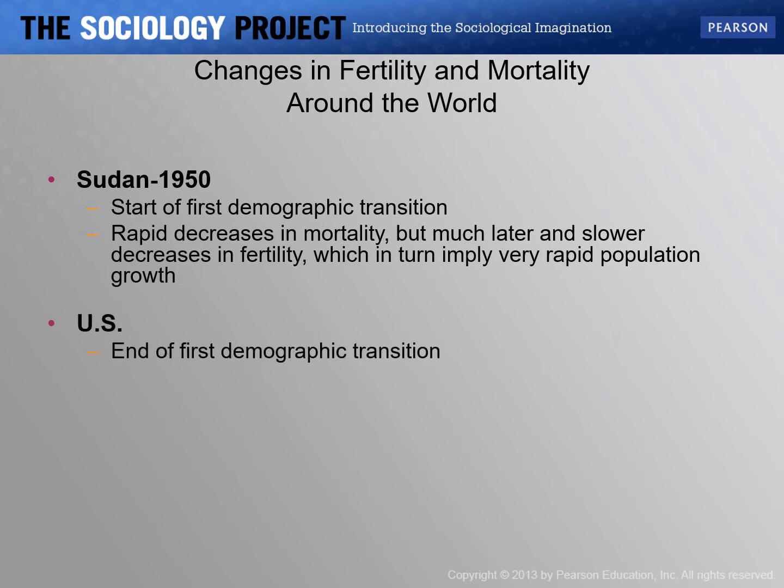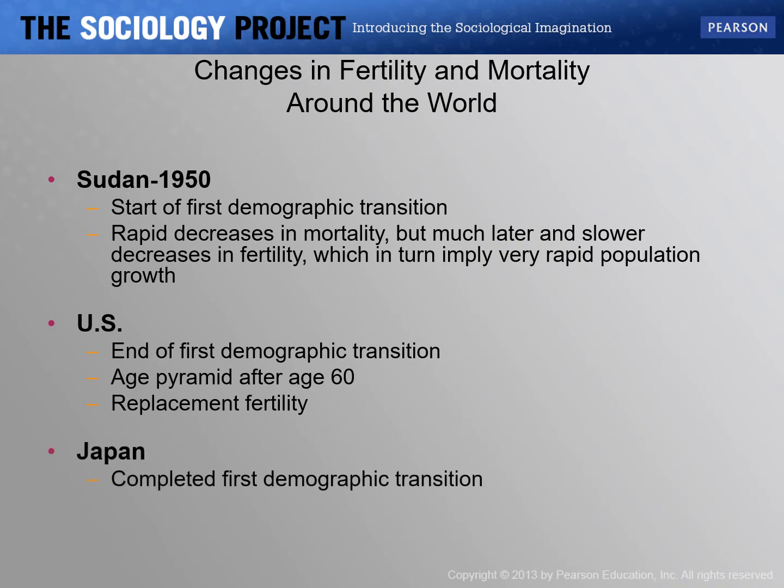Whereas, as opposed to that, the United States is toward the end of the first demographic transition. The age pyramid is much higher after 60. There's only replacement fertility, that is, the population is growing more slowly than other countries like the Sudan. And then in Japan, they've completed the first demographic transition. That and places like Sweden, who at one point had actually a negative population growth. They were shrinking in size.